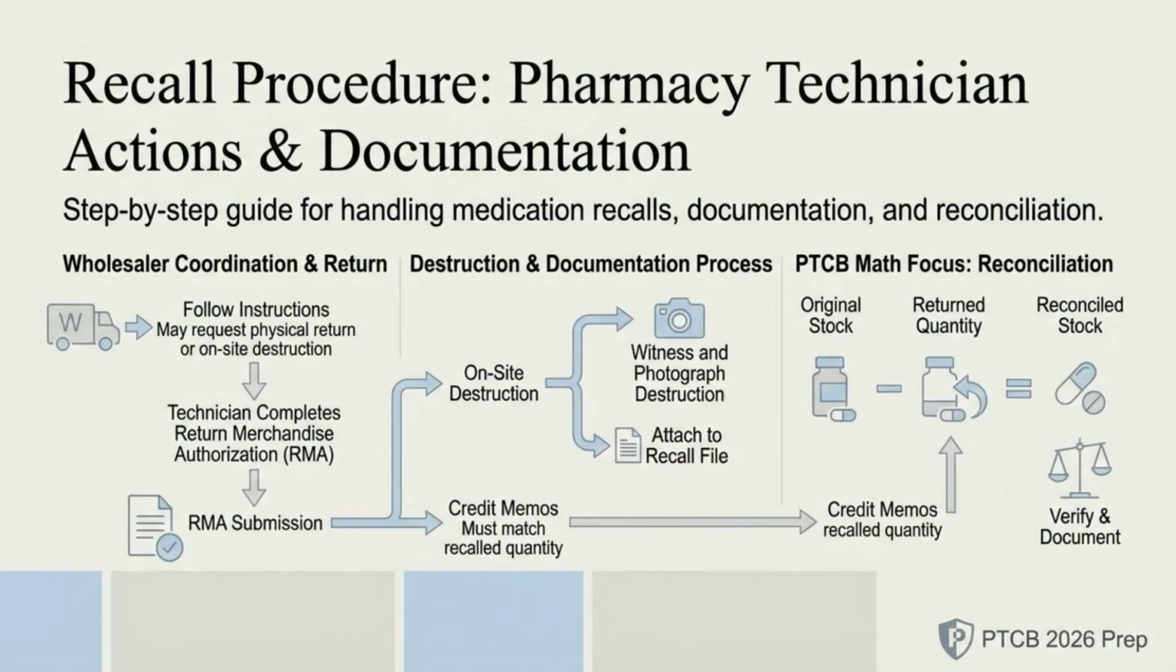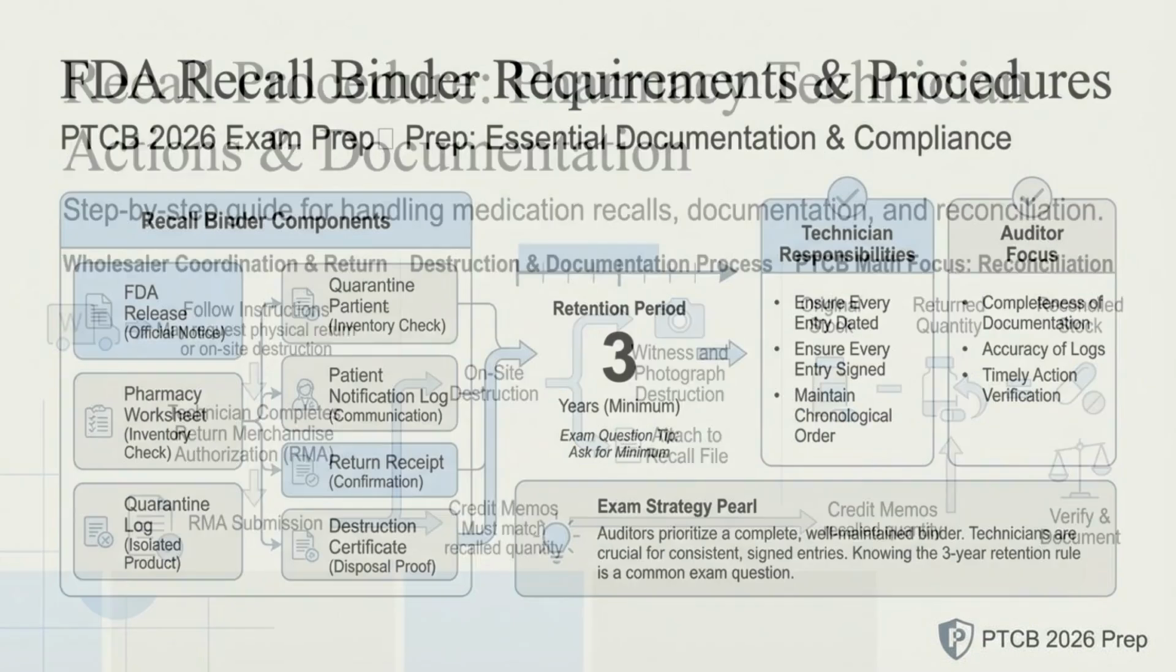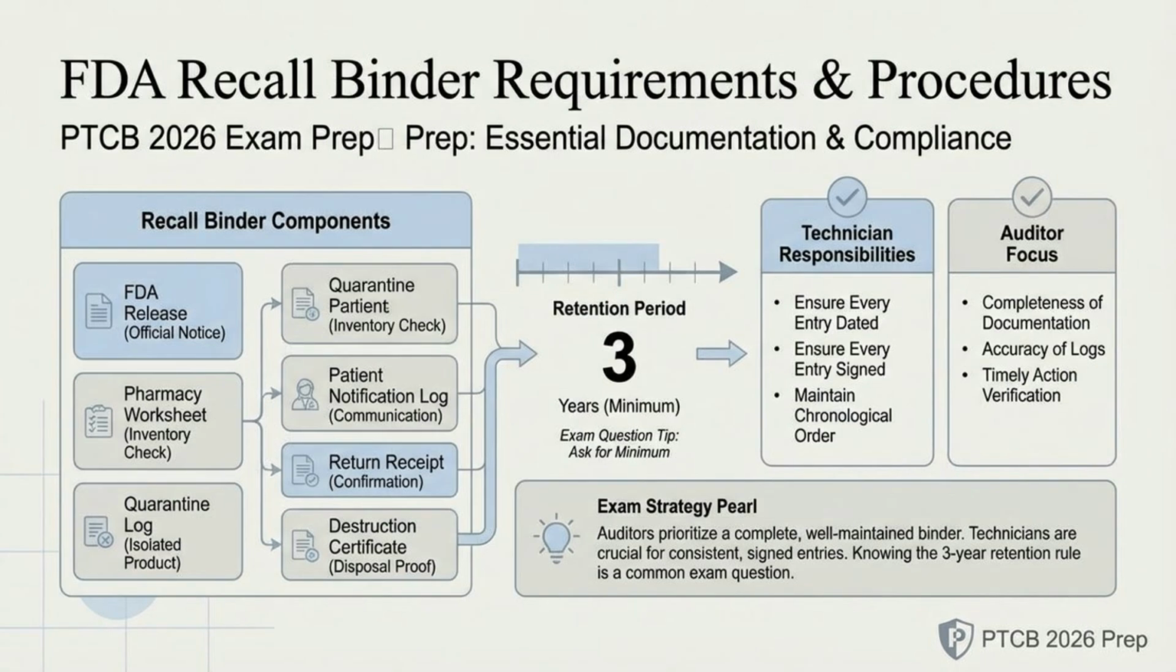The technician completes a return merchandise authorization form for the wholesaler. If on-site destruction is requested, it must be witnessed, photographed, and documented. Reconciliation requires matching credit memos with the recalled quantity. The recall binder must contain essential documents, including the FDA release, logs, and certificates. All documentation must be retained for a minimum of 3 years.